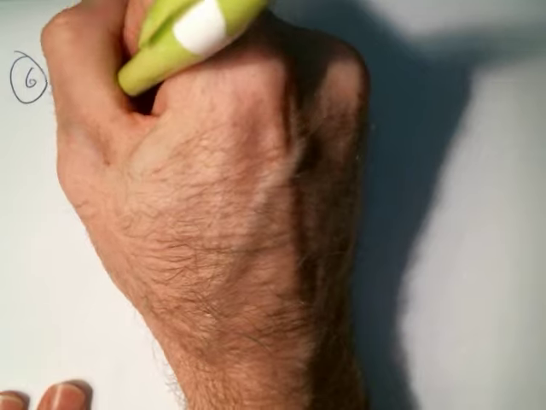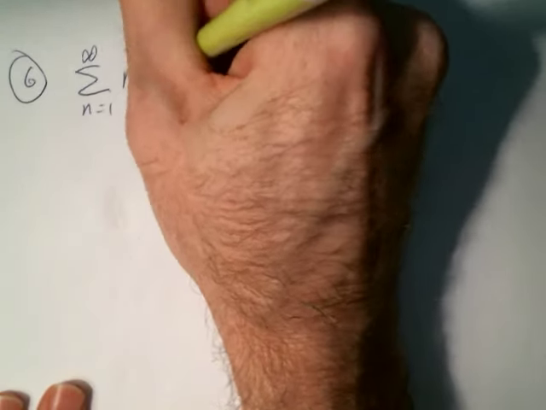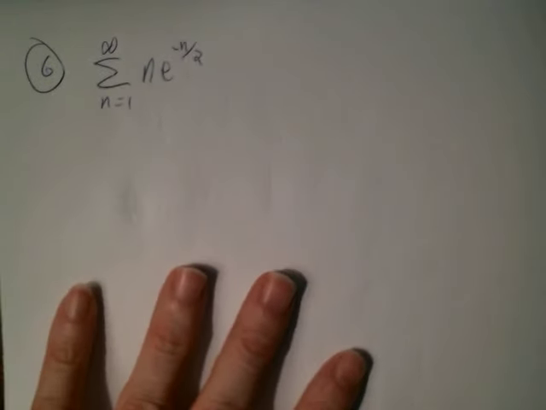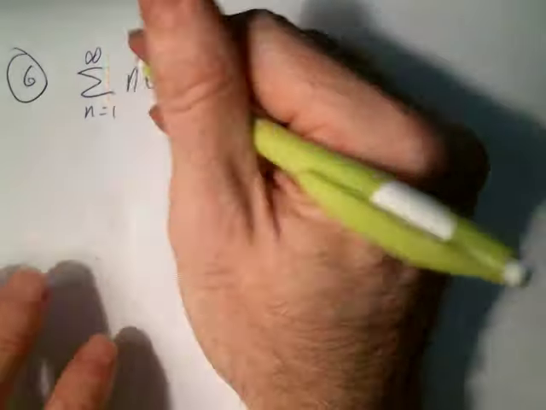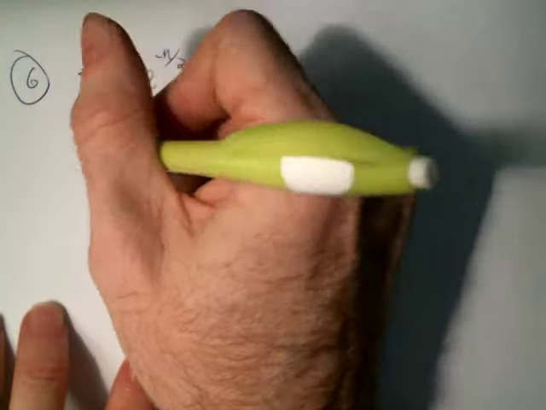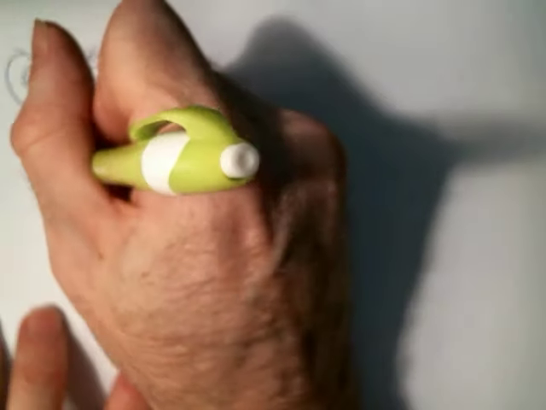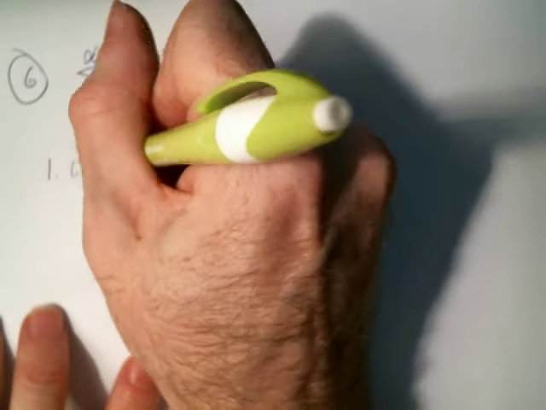Okay. Let's keep on moving. It's problem 6. So I have a series from n equals 1 to infinity of n e to the negative n over 2. This one's a little nastier, obviously. Let's go ahead and dive on in. So first I want to show that the thing is continuous, positive, and decreasing.